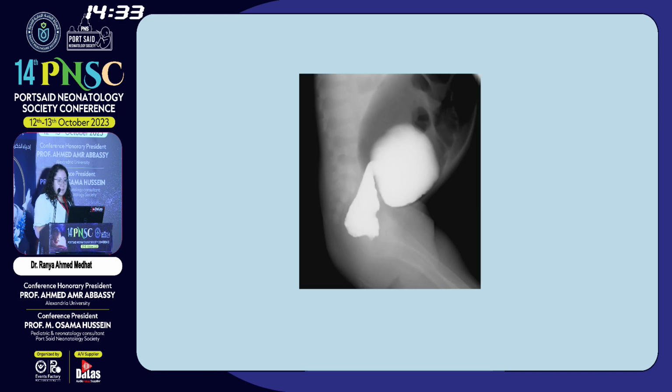What if I performed a contrast, and this is my finding, where there is a transitional level between the proximal ganglionic segment and the distal aganglionic segment, then this is a diagnosis of a Hirschsprung's disease. This is what I'm suspecting.